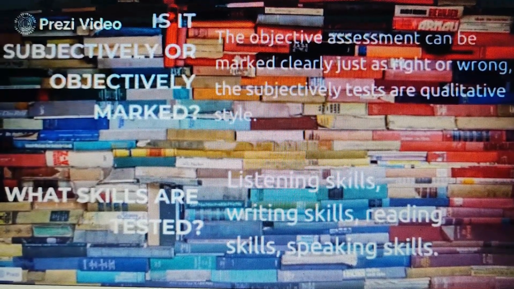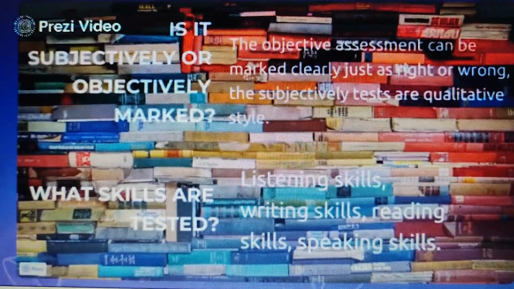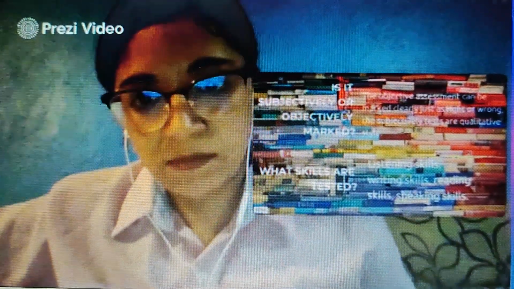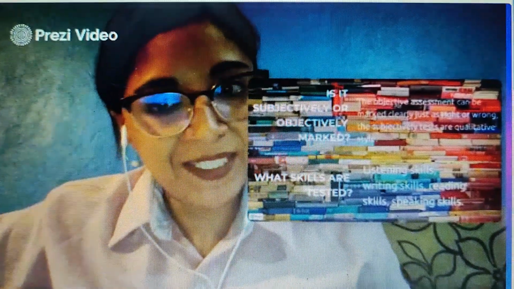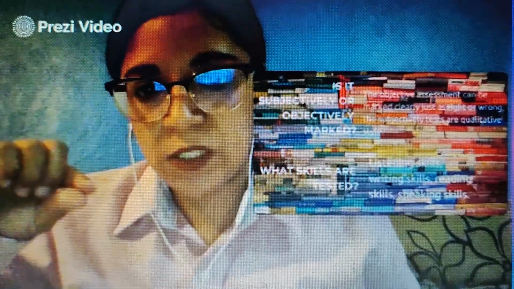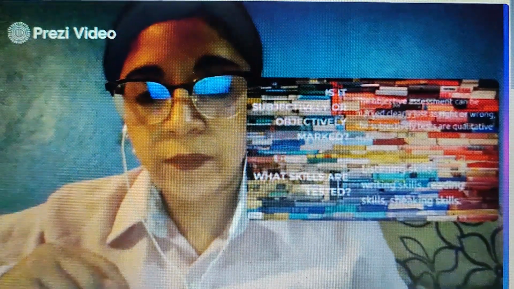The objective assessment can be marked clearly just as right and wrong. And the subjective tests are a qualitative style. So what I always do, not often, always, is subjective tests. Because Kinder 1 students cannot be objectively tested. They have a lot of improvements within this period of time. So it's very important to be subjective with them, and often in a qualitative style.